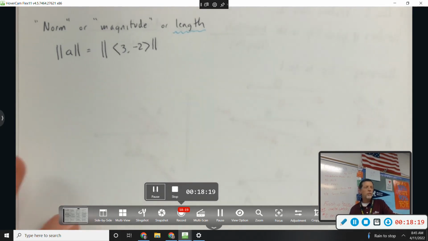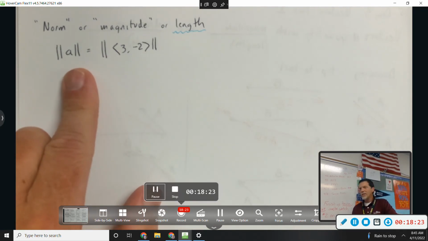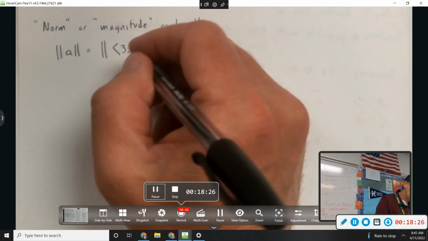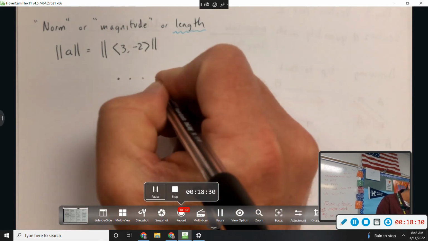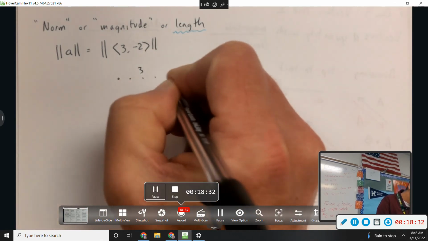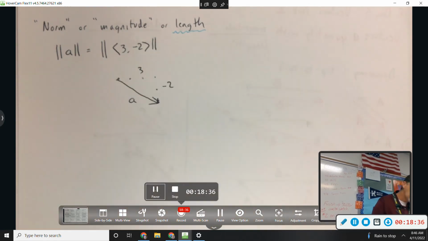So the length of 3, -2. Well, if you think back to what this meant, it's not a difficult formula to figure out. 3, -2 meant our vector went 3 to the right and 2 down. There's vector A.